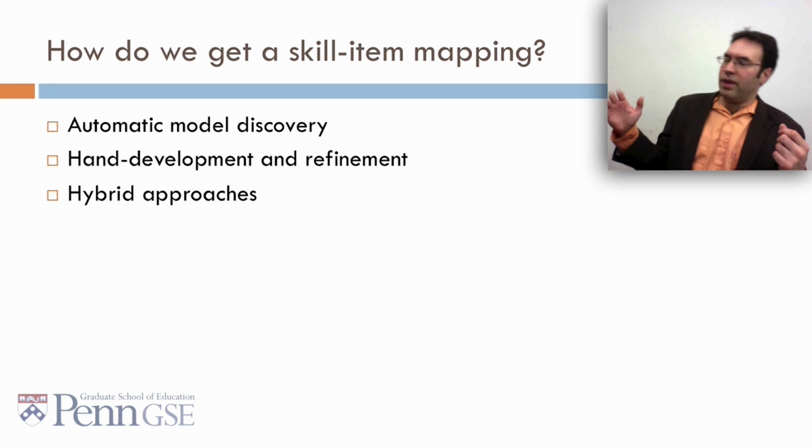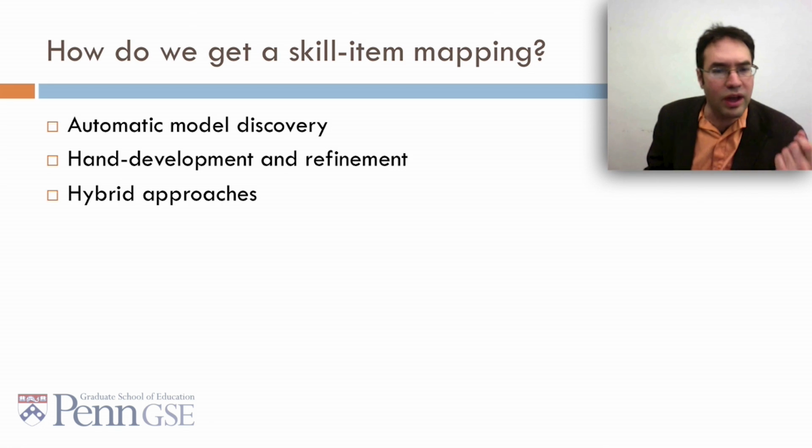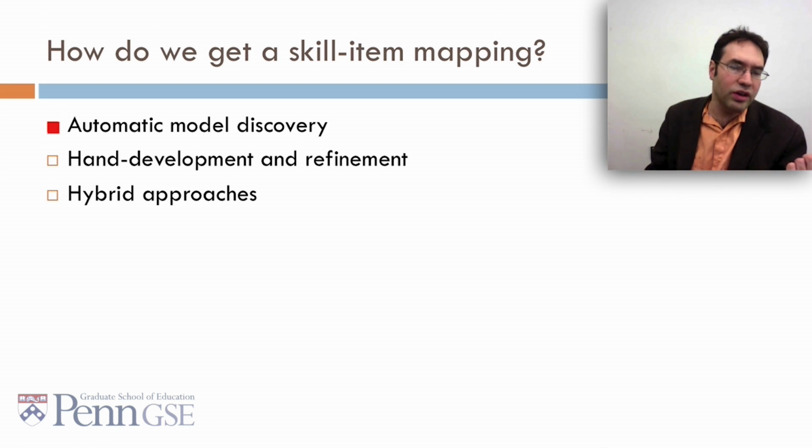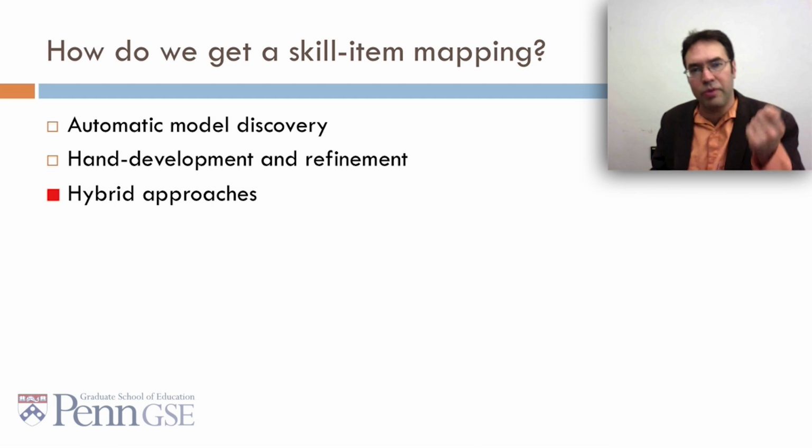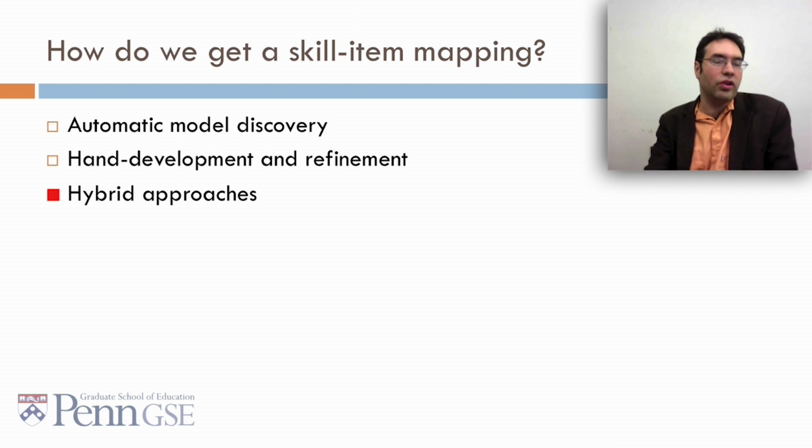How do we get this skill item mapping? Well, there are 3 things people do to get to it. They do automatic model discovery, hand development and refinement, and hybrid approaches. We'll talk about automatic model discovery and hand development and refinement today. We'll talk about hybrid approaches in the next lecture.